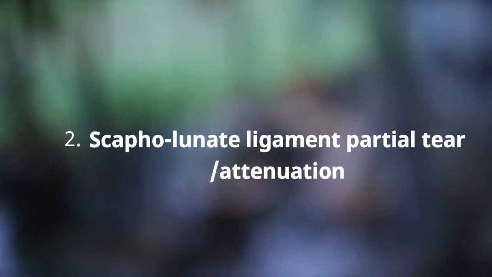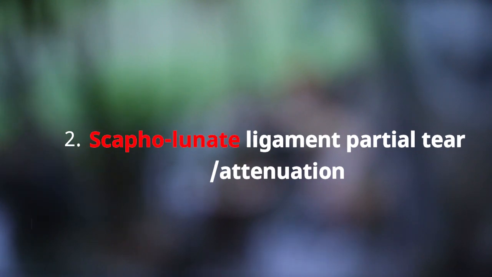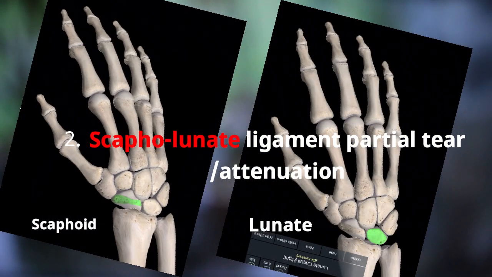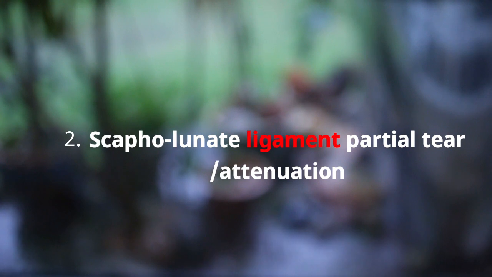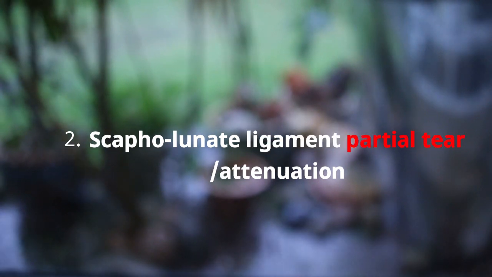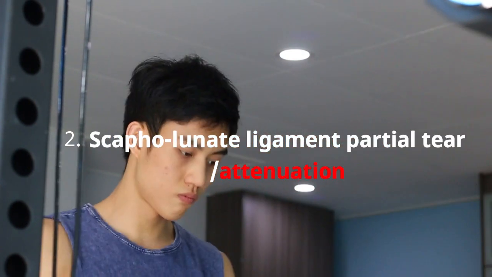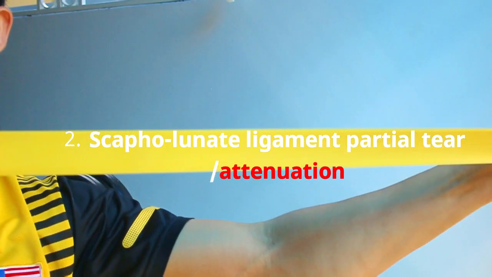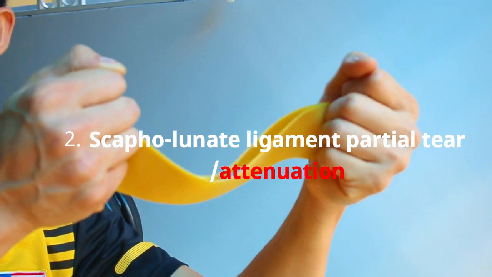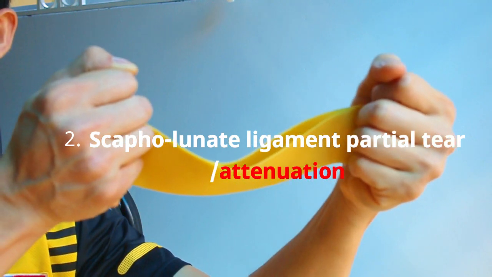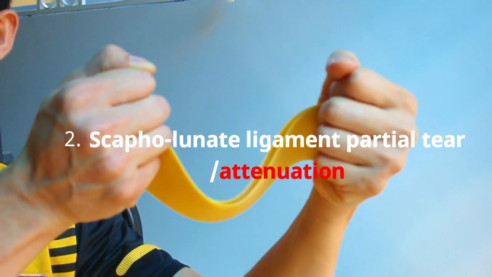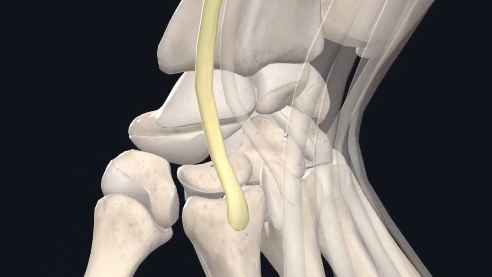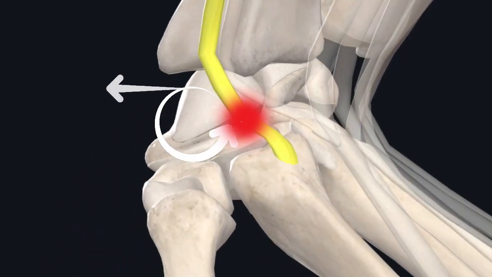The second on the list was scapho-lunate ligament partial tear or attenuation. Scapho-lunate refers to the joint between these two bones. Ligament connects bones to bone. Partial tear is when the ligament is injured, possibly from trauma. Attenuation means the ligament has overstretched and is sort of loose, no longer giving the joint sufficient stability, which will affect the perfect movement of the wrist bones and potentially cause pain during wrist extension.